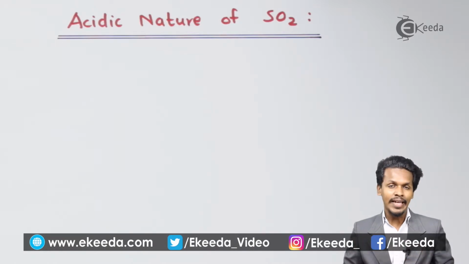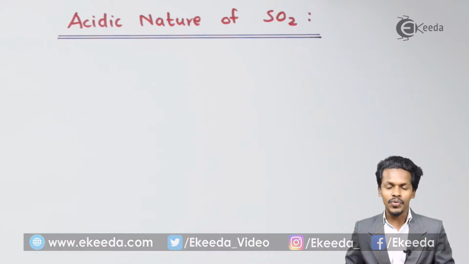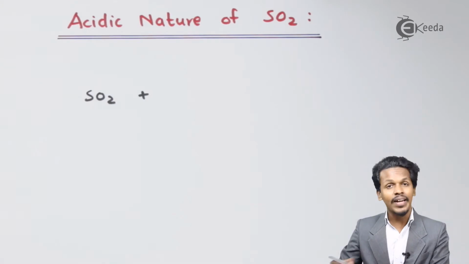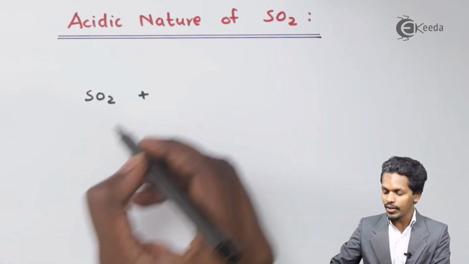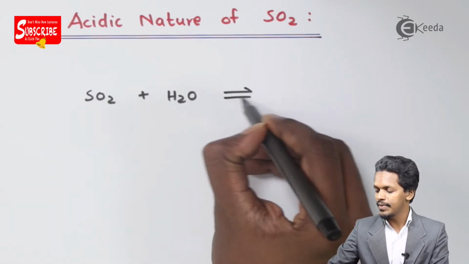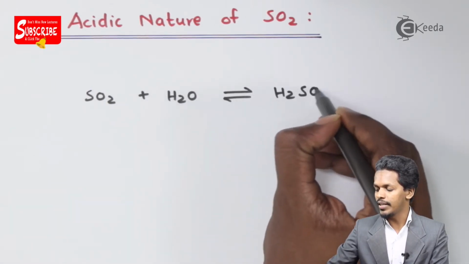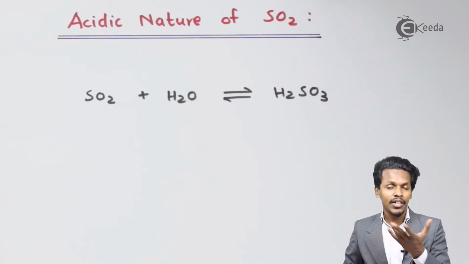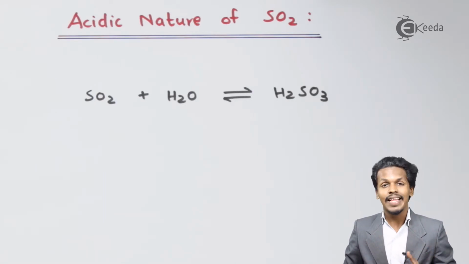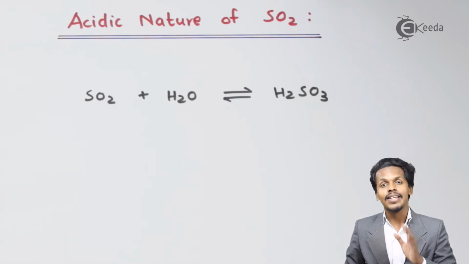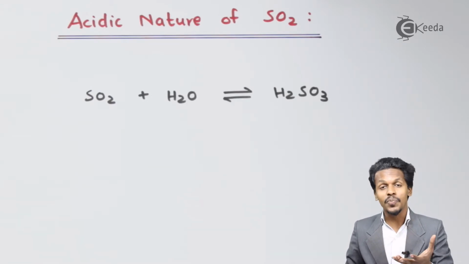Talking about the reaction, as in the previous case also, whenever sulfur dioxide, that is SO2, is reacted with water, and obviously we understand that it is very much soluble in water, it forms H2SO3, which is known as sulfurous acid. And if we do a litmus paper test, this H2SO3 solution will turn blue litmus paper into red, which proves that SO2 is acidic in nature.